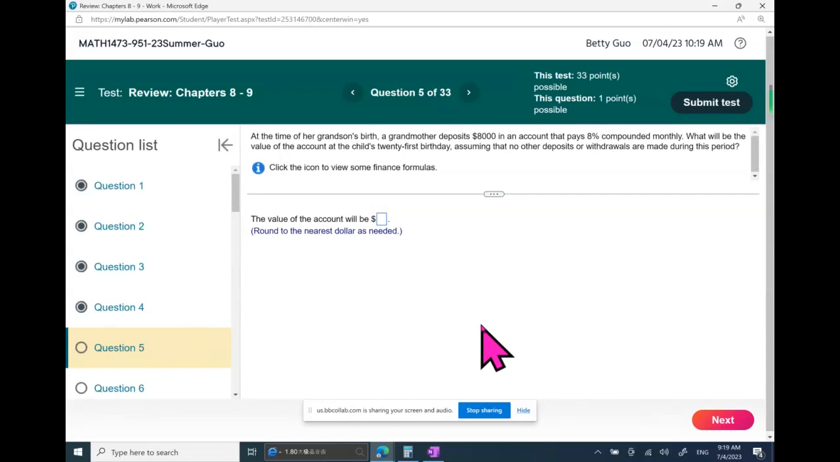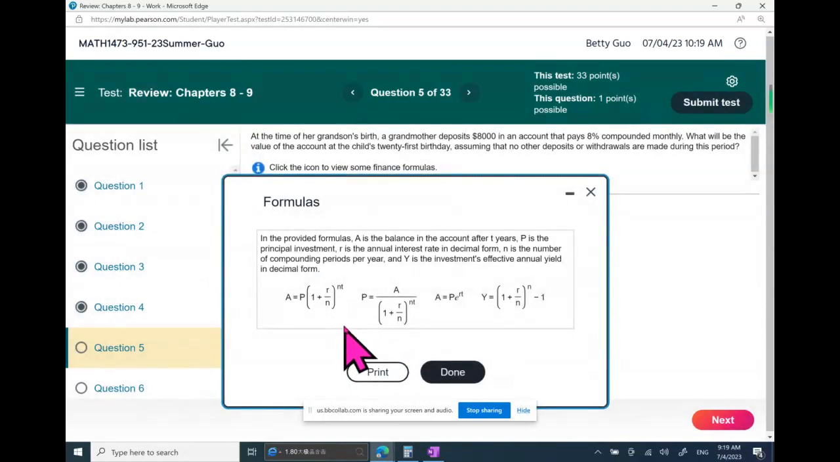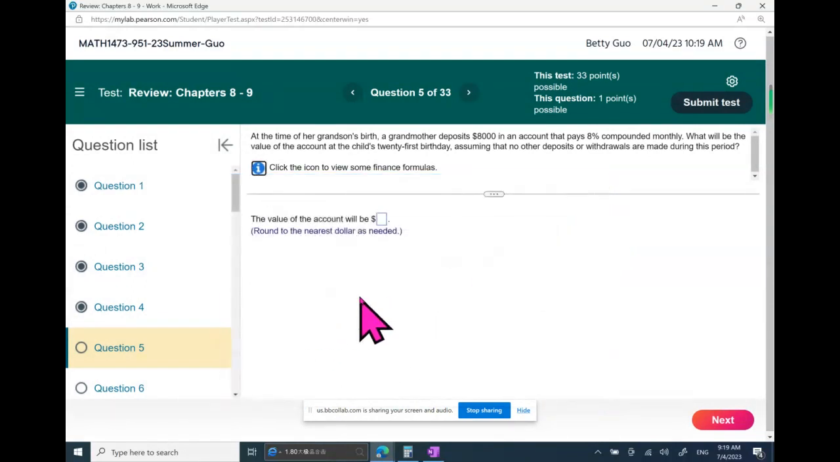Question number 5. At the time of her grandson's birth, a grandmother deposits $8,000 in an account that pays 8% compounded monthly. What will be the value of the account at the child's 21st birthday, assuming that no other deposits or withdrawals are made during this period? And you can use the formula for sure. And you're going to know which formula to select, right? I'm going to use my TVM, time value of money solver.